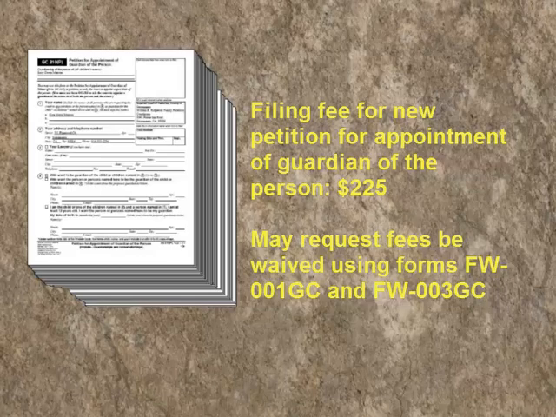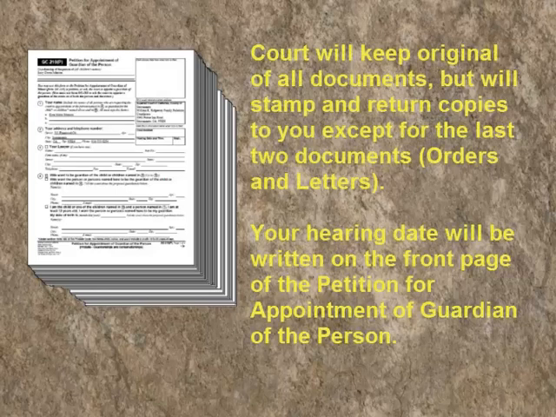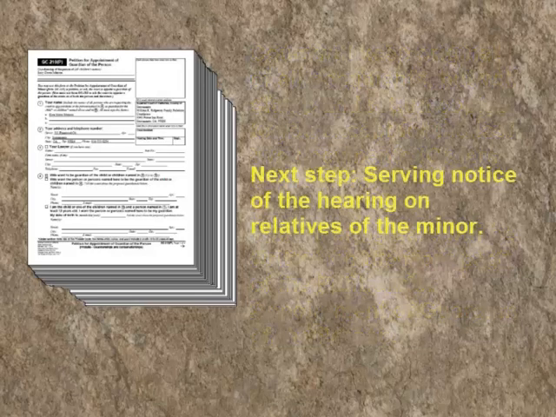Assuming that your documents are in order and there are no obvious mistakes, the clerk will keep your original documents, stamp copies, and return the copies to you, with the exception of the orders appointing guardian and the letters of guardianship, which will be held by the court. You will also be given a hearing date, time, and department, which will be written in the upper right-hand corner of your petition for appointment of guardian of the person. Once your documents have been returned to you, you are ready for your next step, serving notice on relatives.